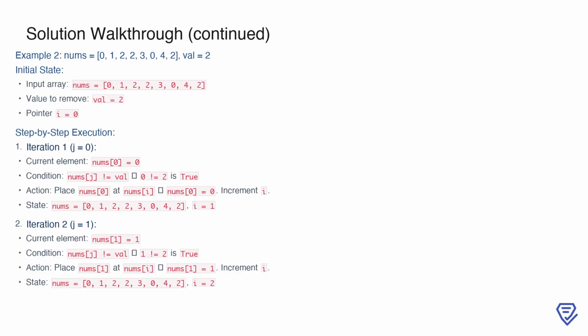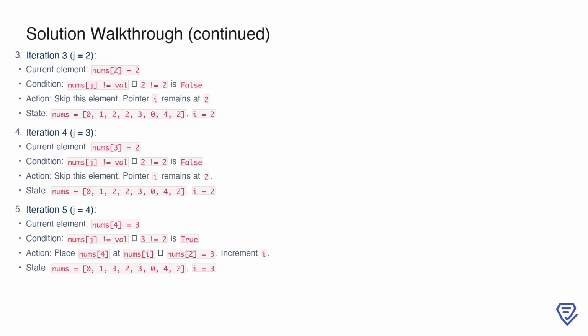In the second iteration, the current element is nums[1], which is 1. Similarly, since 1 is not equal to 2, we place it at nums[1]. The array remains unchanged, and I is incremented to 2. In the third iteration, the current element is nums[2], which is 2. Since 2 equals the value to remove, we skip this element, leaving I unchanged at 2. The same happens in the fourth iteration, where nums[3] is also 2.